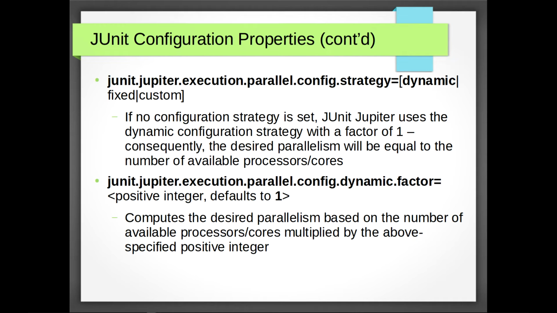So let me give you about 45 seconds for you to write out junit.jupiter.execution.parallel.config.strategy equals dynamic, fixed, or custom. So, I'm going to be back in 45 seconds.